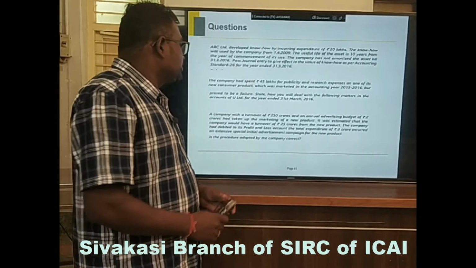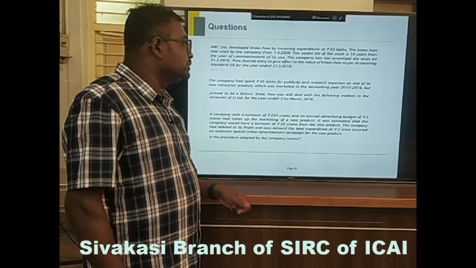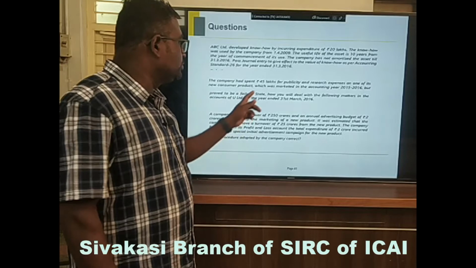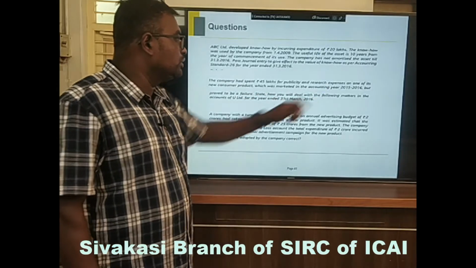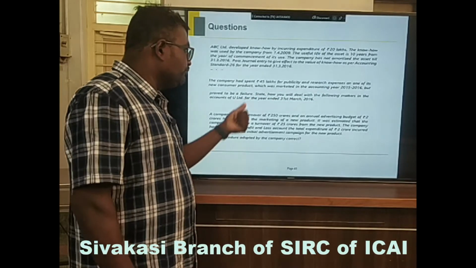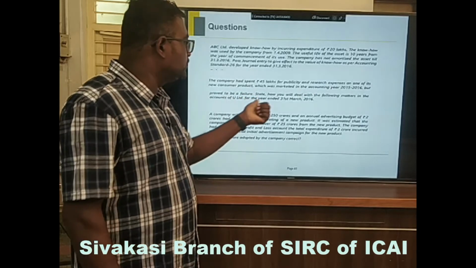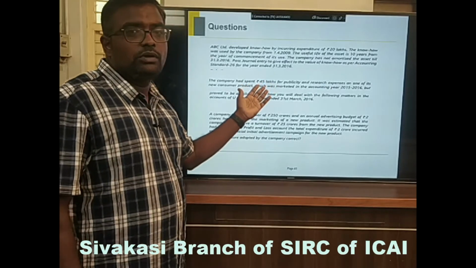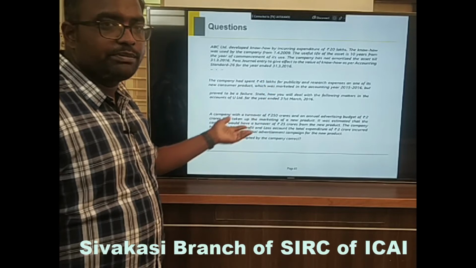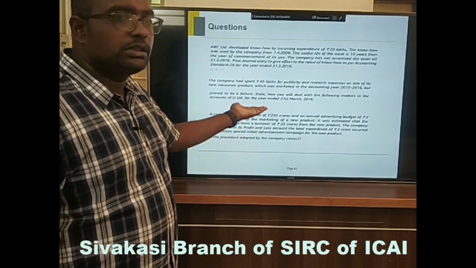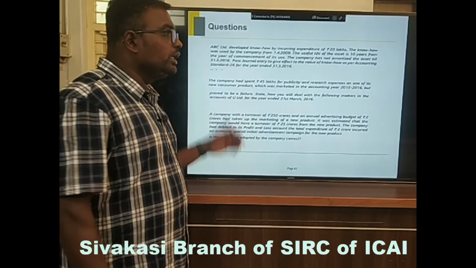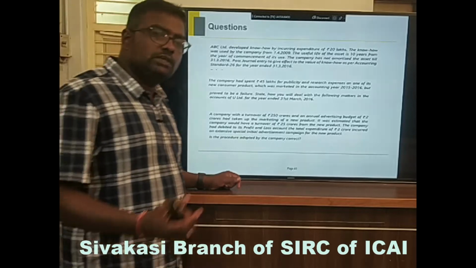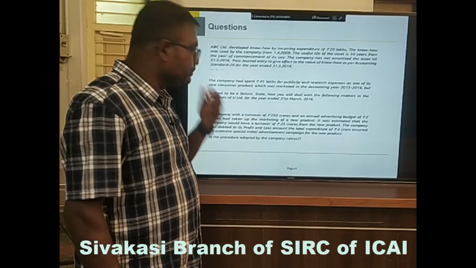The company had spent 45 lakhs on publicity and research expenses on one of its new consumer products, which was marketed in the accounting year 2015, but proved to be a failure. Please underline this word, failure. So this 45 lakhs has to be charged as an expense. As I told you, it is a research expenditure, so anything which is research expenditure has to be expensed off.